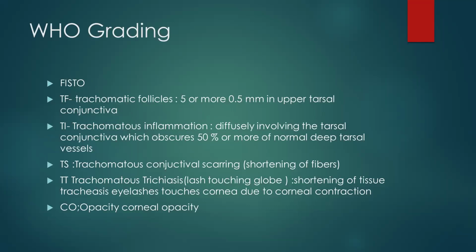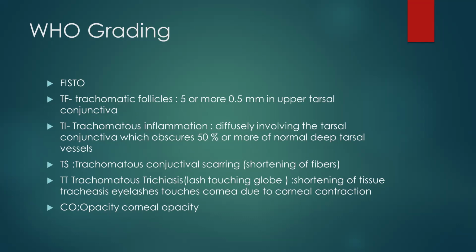The World Health Organization has also graded trachoma, and there are 5 stages of trachoma. It can be memorized by this mnemonic, which is FISTO. The first stage is trachomatous follicles, which are 5 or more 0.5 millimeter follicles in the upper tarsal or palpebral conjunctiva. The second stage is trachomatous inflammation, which is inflammation that diffusely involves the tarsal conjunctiva, which obscures 50% or more of the normal deep tarsal vessels.